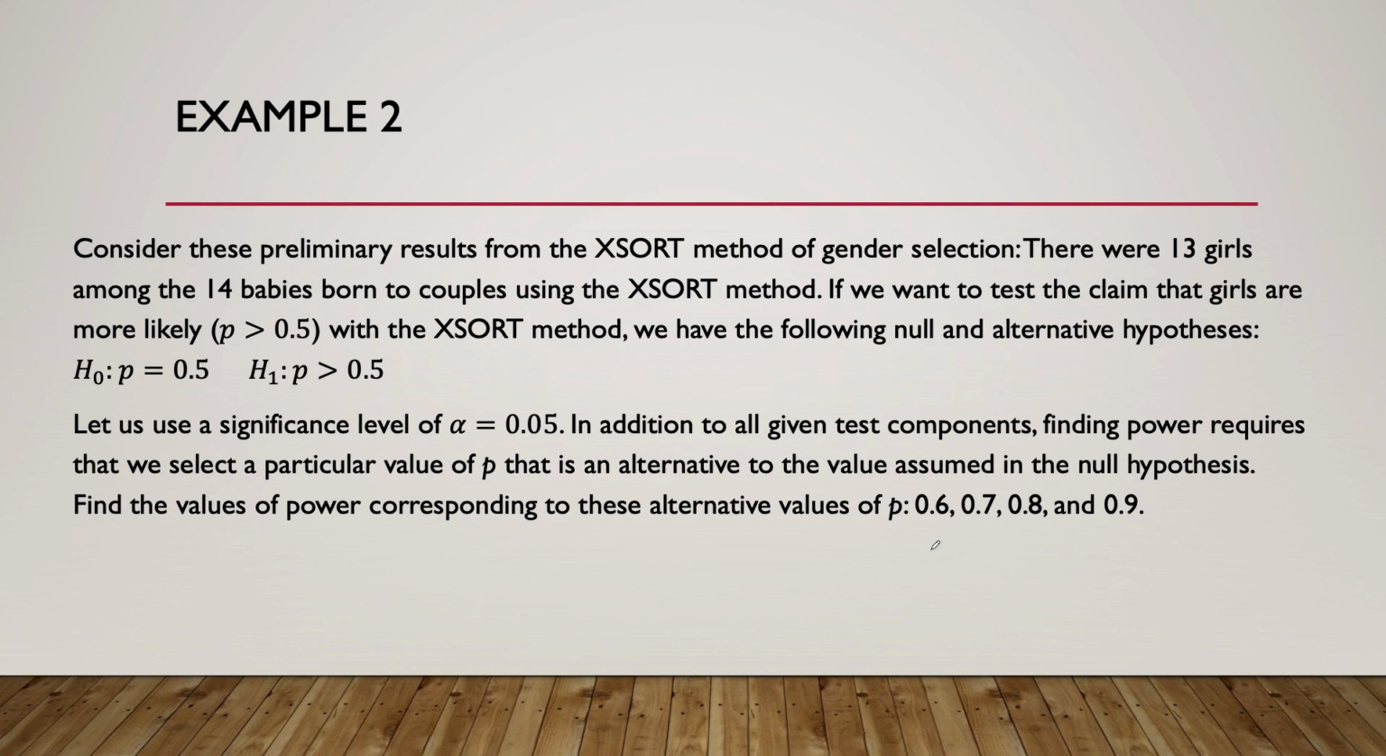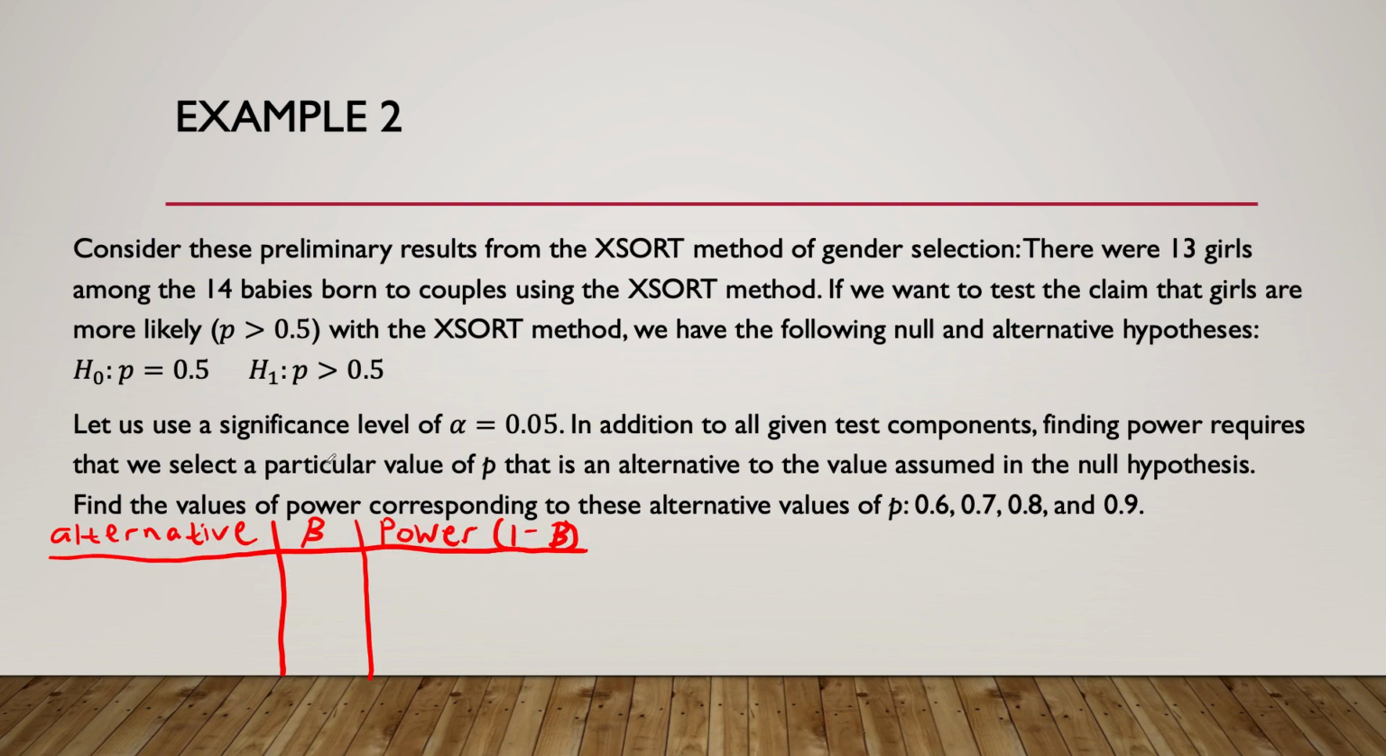In addition to all given test components, finding power requires that we select a particular value of p that is an alternative to the value assumed in the null hypothesis. So we'll use the alternative values of 0.6, 0.7, 0.8, and 0.9. So for this, let me build a table of those alternative values, the value of beta, and the power. And this just is going to show that we have those different values of the power.